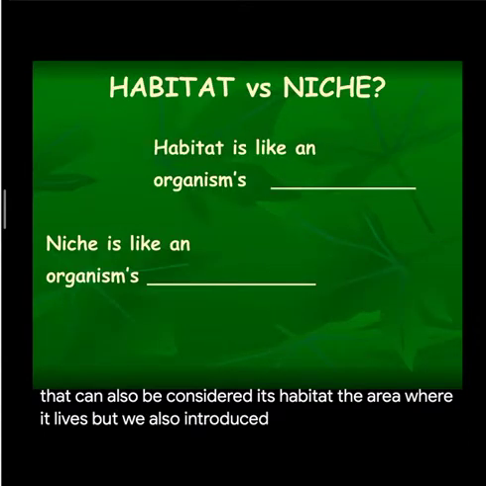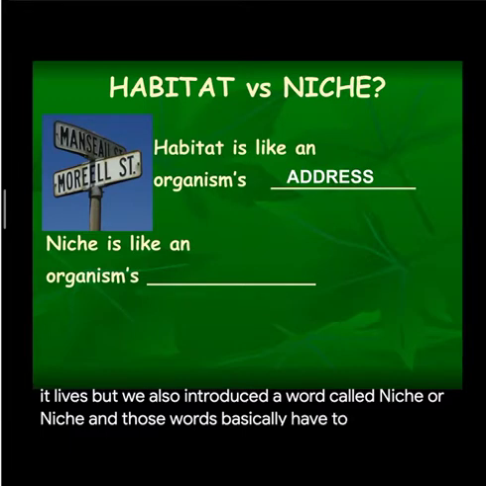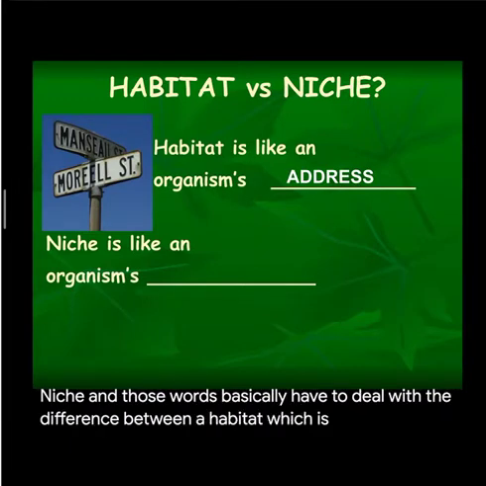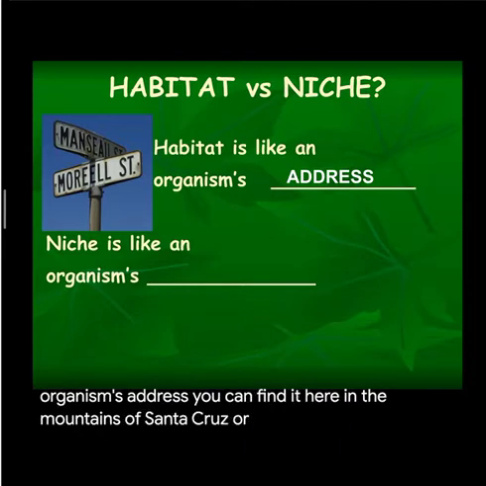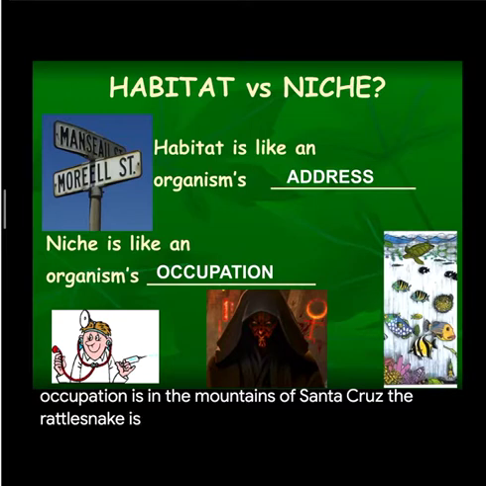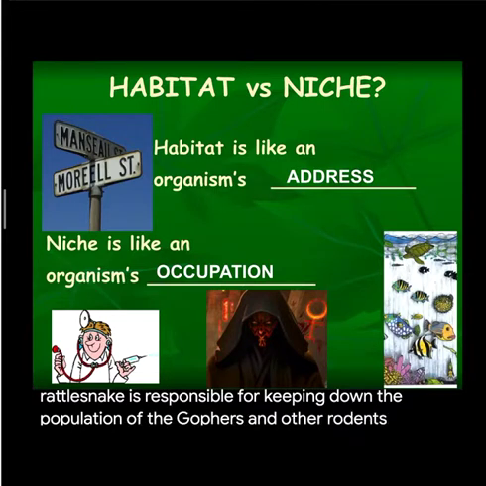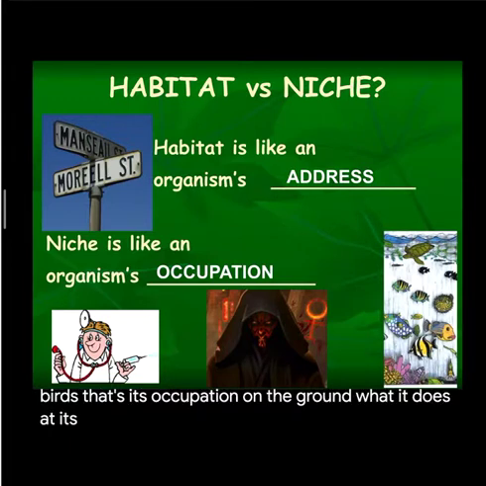But we also introduced a word called niche. Those words have to do with the difference between a habitat, which is like an organism's address, you can find it here in the mountains of Santa Cruz, and a niche, which is its occupation. In the mountains of Santa Cruz, the rattlesnake is responsible for keeping down the population of gophers and other rodents and birds. That's its occupation on the ground, what it does at its address. Okay?